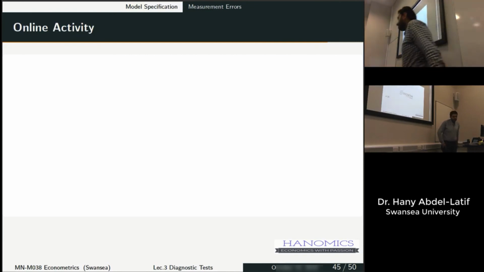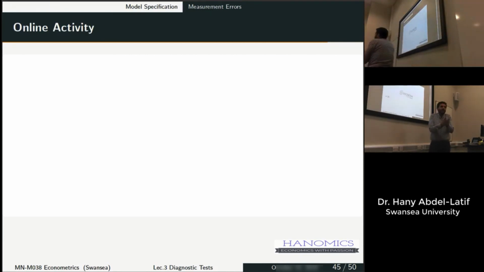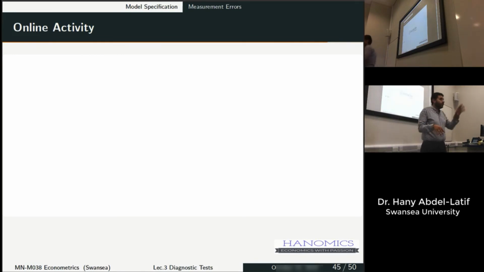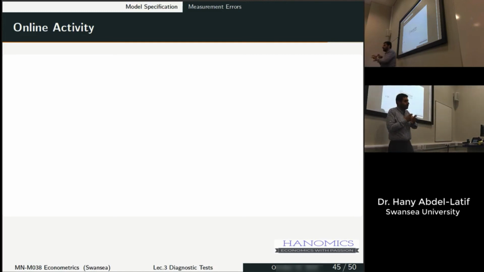Okay, so let me just sum up before I ask you the question. What we said today: we talked about heteroscedasticity, autocorrelation, and then we moved to model specification. We didn't cover everything about model specification. We looked at three points: omitting important variables, adding irrelevant variables that are not important, and then measurement errors.